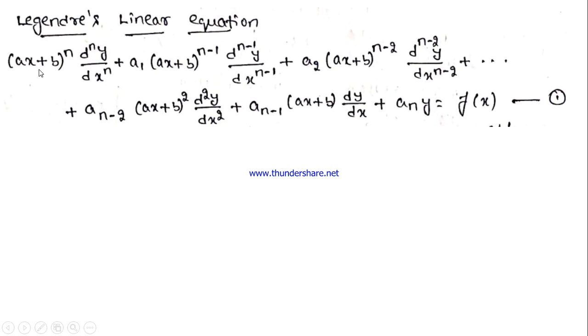Look at this. (ax+b) to the power n, order is n. That same (ax+b) raised to the power n minus 1, order is n minus 1. (ax+b) to the power n minus 2, order is n minus 2. Power is 2, order is 2. Power is 1, order is 1. Power is 0, order is 0. Such kinds of equations are called Legendre's equation.